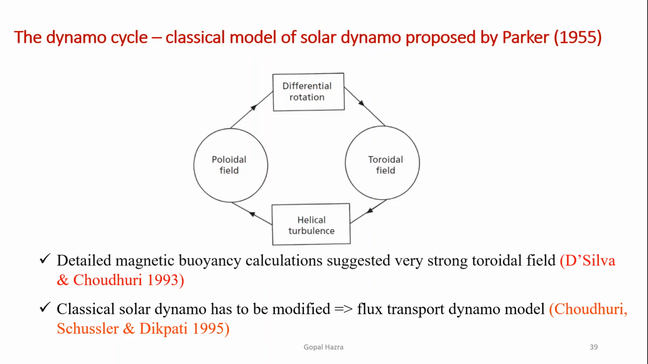So then it was found that some other method must be working, because you see the sunspot cycle and everything. So then this model came into the picture. The basic idea remains the same, but instead of helical turbulence, there should be some other method to calculate the poloidal field. So these parts need to be changed.